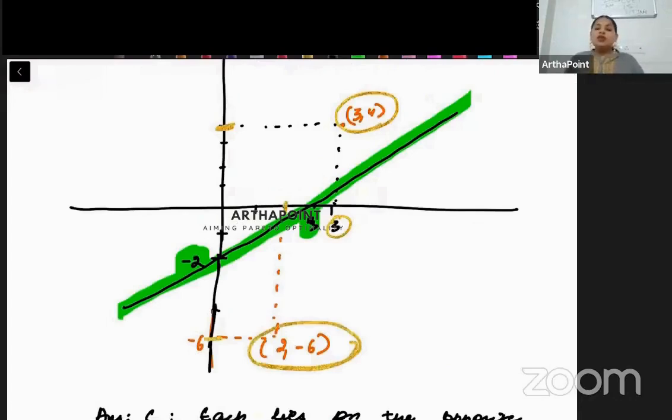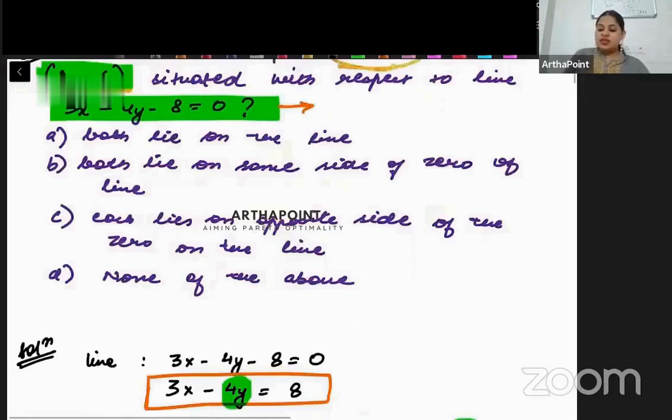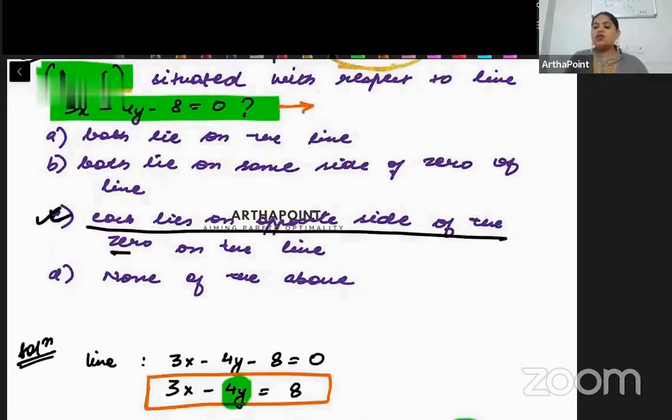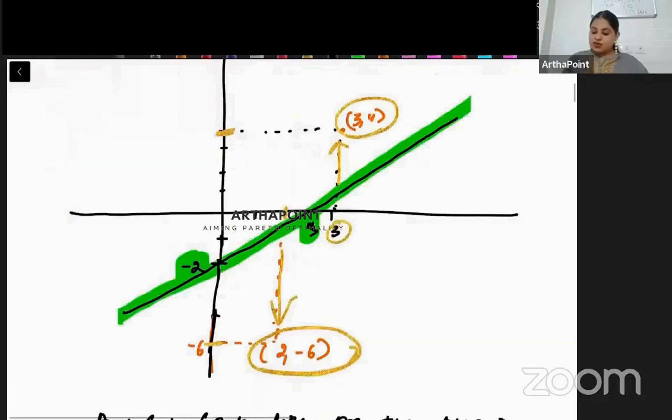So if you notice, these 2 points are on the opposite sides of the line. One is here and the other is here. So the correct answer to this question will be C. Each lies on opposite side of the line. So each point is lying on opposite side of the line. Okay, that was the first question.